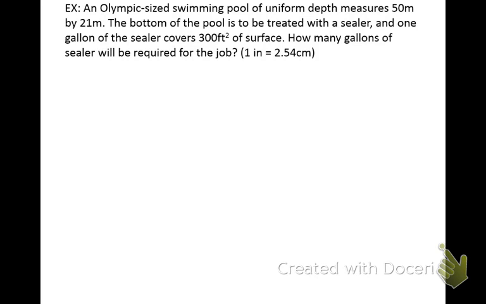An Olympic-sized swimming pool of uniform depth measures 50 meters by 21 meters. The bottom of the pool is to be treated with a sealer. 1 gallon of sealer covers 300 feet squared of the surface. How many gallons of sealer will be required for the job? And they give us the conversion of 1 inch is equal to 2.54 centimeters. That's our link to go from metric to standard measure.